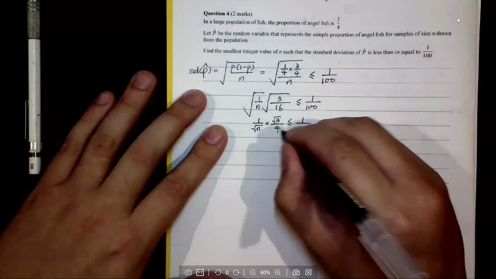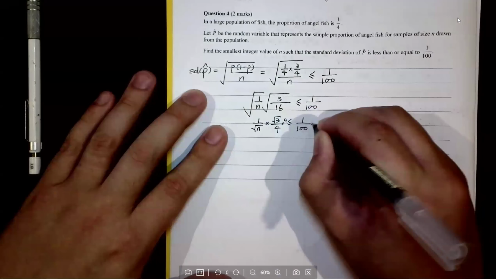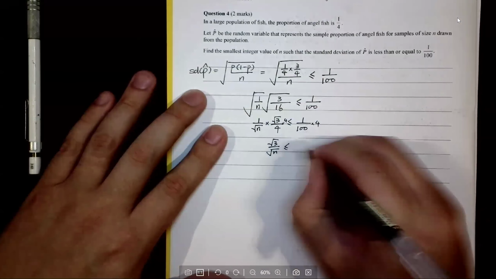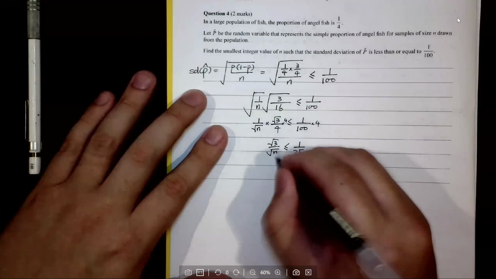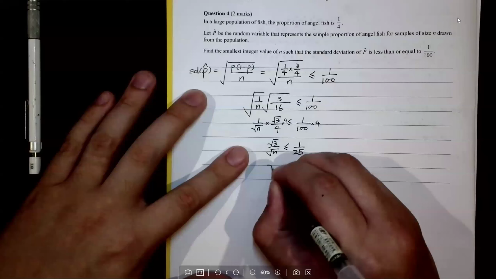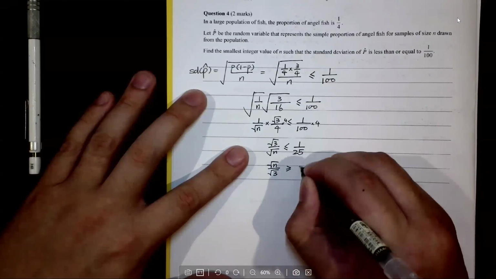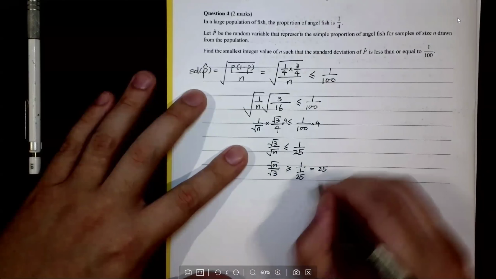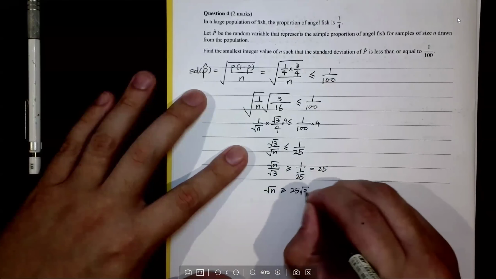And then you might want to rearrange this a little bit, like multiply by 4 here and multiply by 4 here. So you get root 3 divided by root n less than or equal to 1 over 25, okay? And if you flip them the other way around, taking the reciprocal, you get square root of n divided by root 3 is larger than or equal to 25, okay? 1 over 1 out of 25, this is 25. Then your square root of n is greater than or equal to 25 root 3, okay?